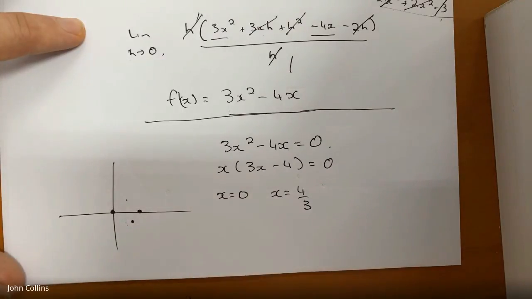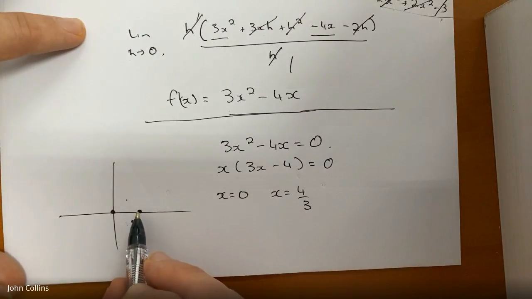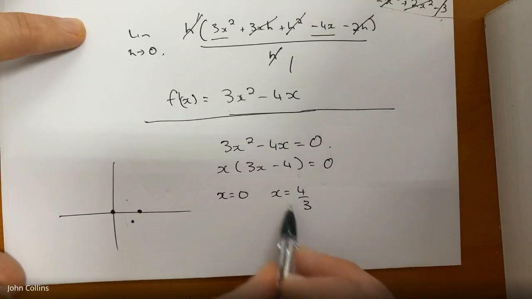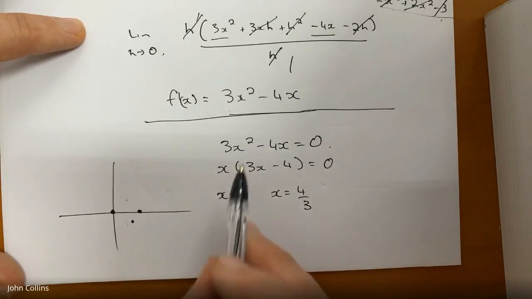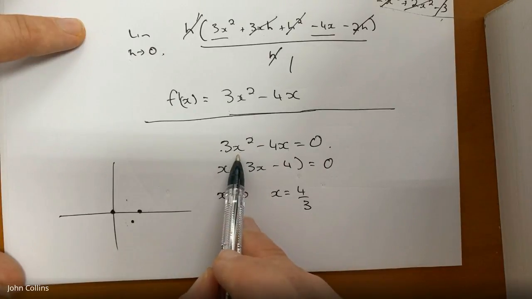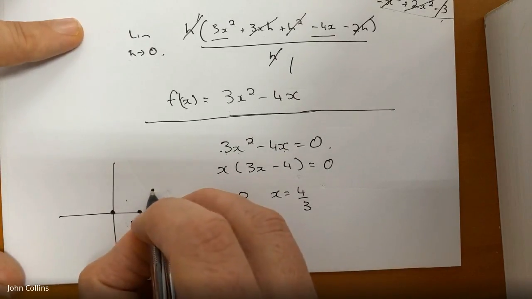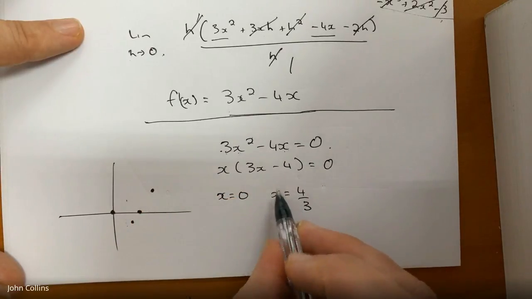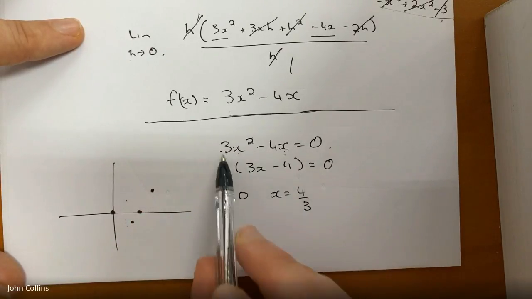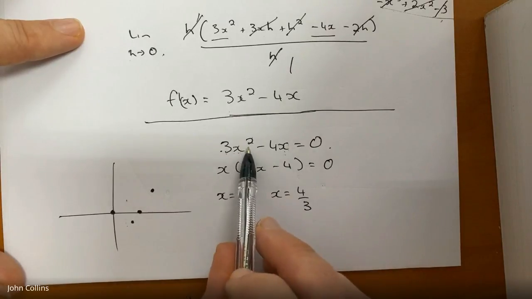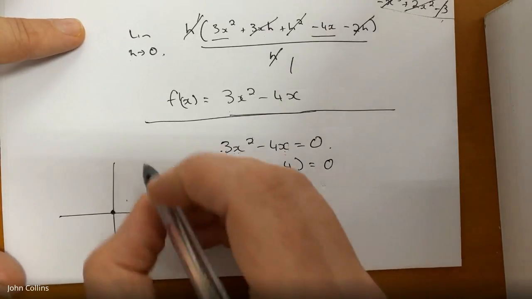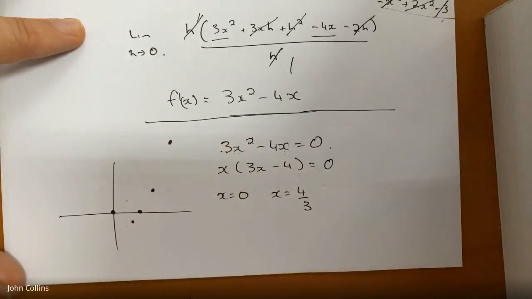Yeah? If I put in a number more than 4 over 3, so 2, for example, 3 times 2 squared. 2 squared is 4. 3 times 4 is 12. Take away 4 times 2 is 8. So that gives 4. That's definitely positive. And actually, the further I go away, if I put in 10, for example, the x squared is going to take over big time here, isn't it? So if I put in another point, it's going to be way up there and way up. Any point is going to continue on.